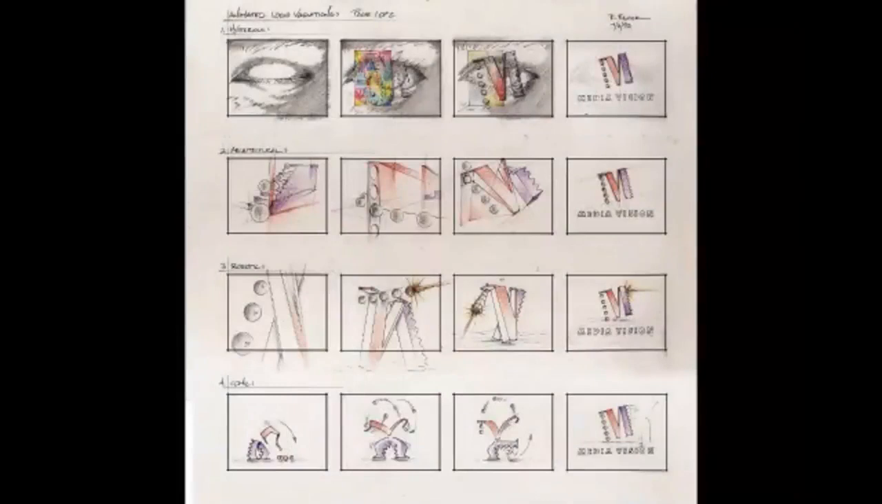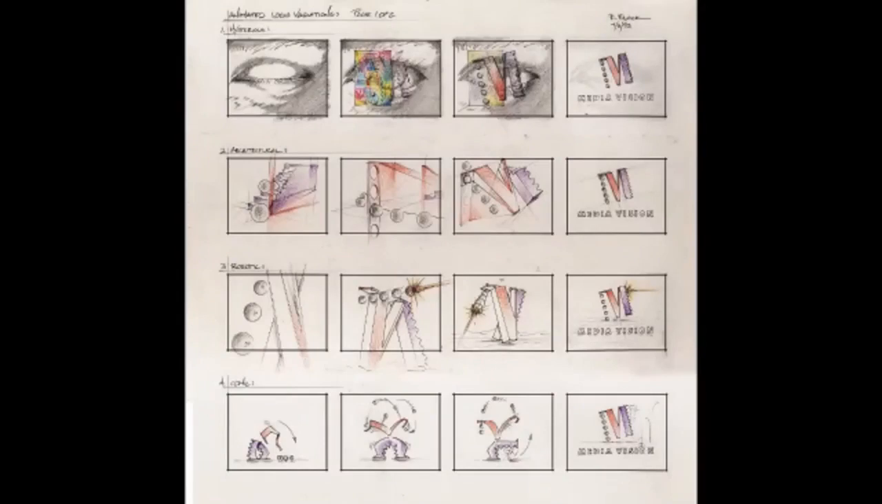And let's move on to the next frame. Here are some examples of branding for a particular product. In this case, it's called Media Vision. It's a software product for animating and for interactive games. And you can see that each of the different concepts is a different storyboard, all of them resolving to the same end frame, which is that M for Media Vision.